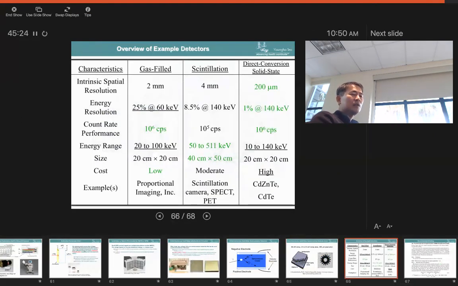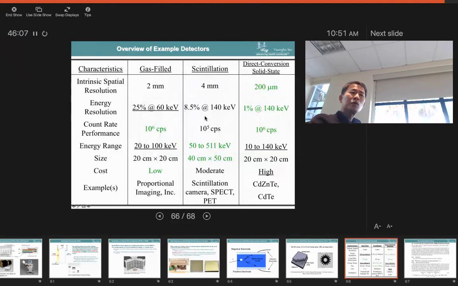So this is the table showing a gross, overall view of the differences between gas-filled, scintillation-based radiation detectors and direct conversion solid-state detectors. Spatial resolution is questionable. You can actually make even scintillation very good in spatial resolution, but this is the typical number we are talking about. You don't really have to care too much about gas-filled detectors because we are not using them for imaging. We are using a lot of gas detectors for safety purposes. Scintillation-based, 4 millimeter versus like 200 micron. Of course, you can make scintillation-based ones even in the 100 micron range.